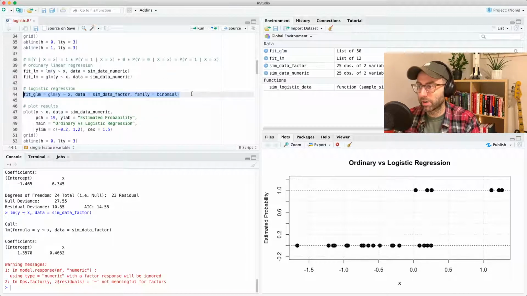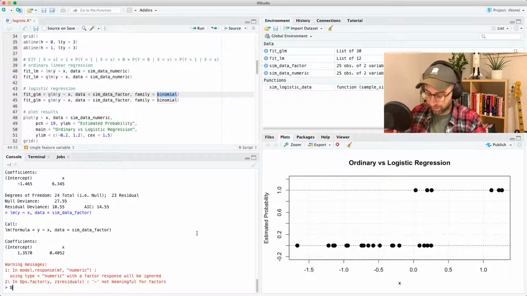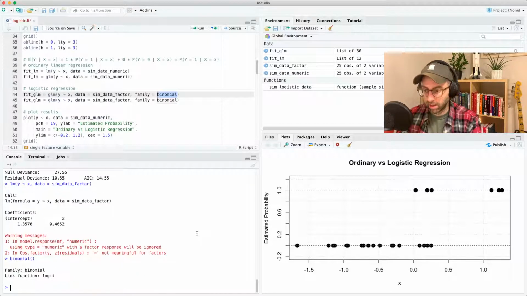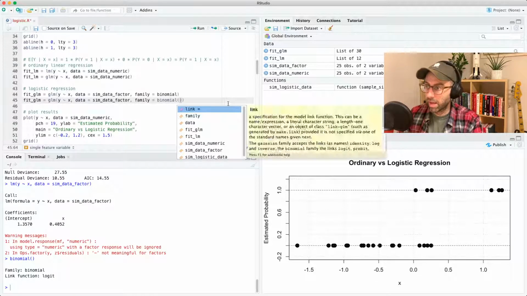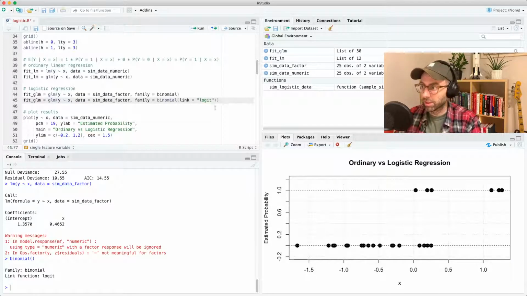But something I want to note is that this might look a little funny, this saying family equals binomial. Because if I type binomial down here, we notice that it's a function. So I'm supplying a function here, and that function actually has arguments of its own, in particular a link. And the link is called logit.